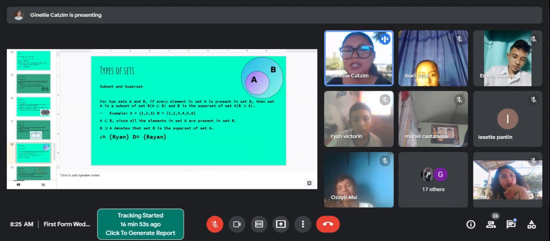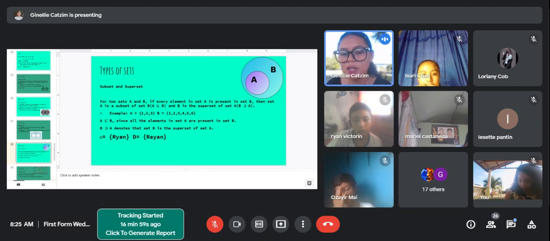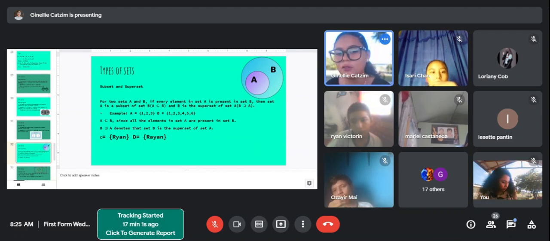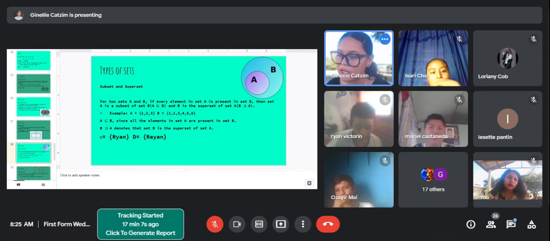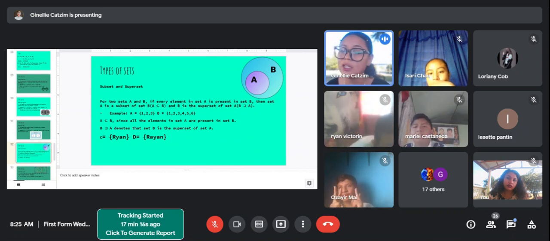So this is subset and superset, right? Just remember, if C is the subset of D, then that means that D is the superset. In any example, if we had two sets, let's say E and F, if E is the subset of F, then we can say that F is the superset, right?